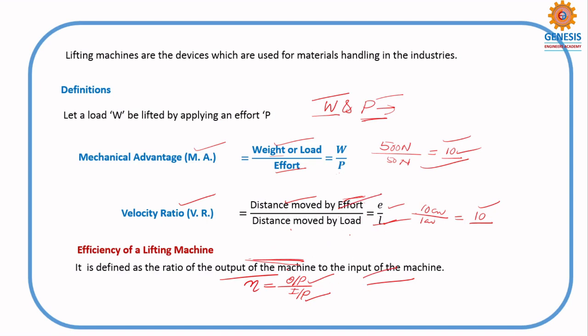The distance moved by the effort is E, and the distance moved by the load is L. You have to understand this. What is the mechanical advantage? Load by effort. Effort is human, load is the thing to be lifted. Velocity ratio is the distance moved by the effort by the distance moved by the load.